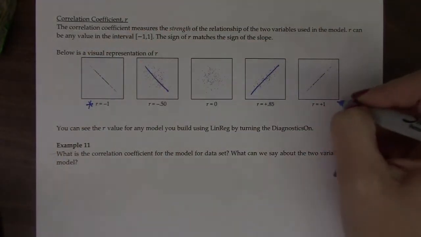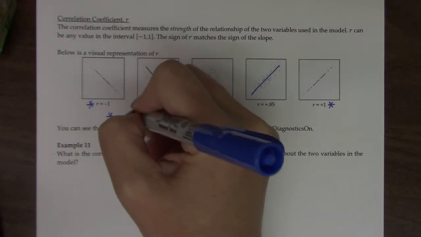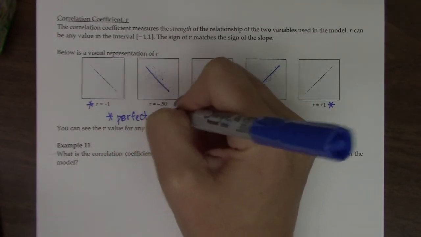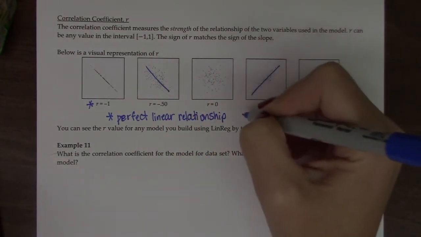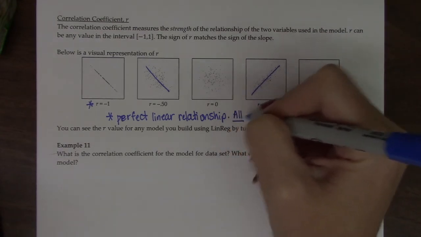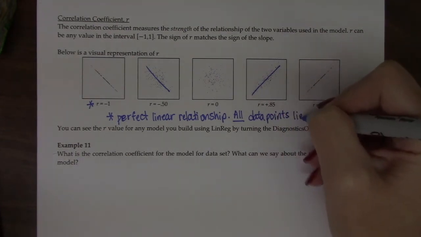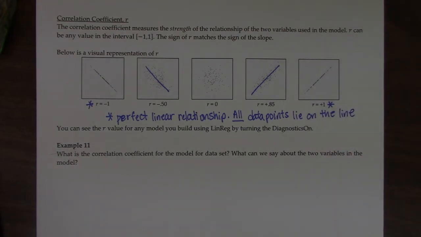So these two represent a perfect linear relationship. All data points lie on the line, okay? So this almost never happens in real life, but occasionally if you've got those models we looked at in the previous section that were already linear, they would have correlation values of 1.